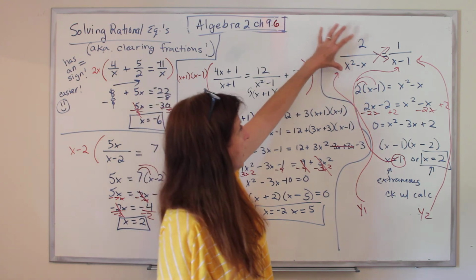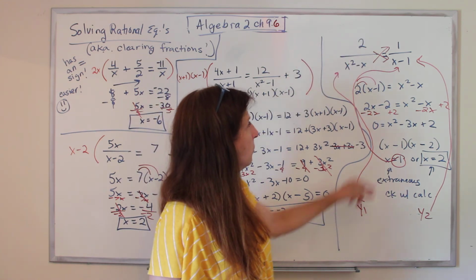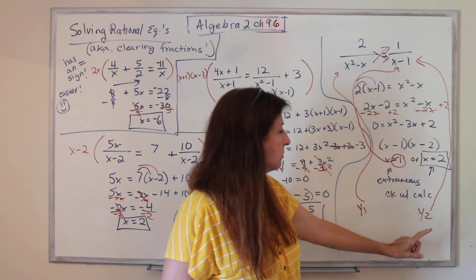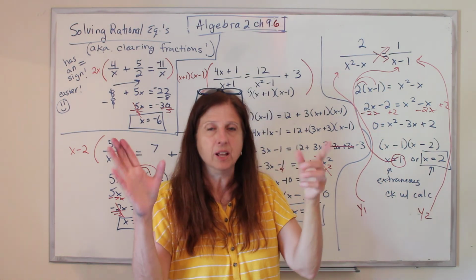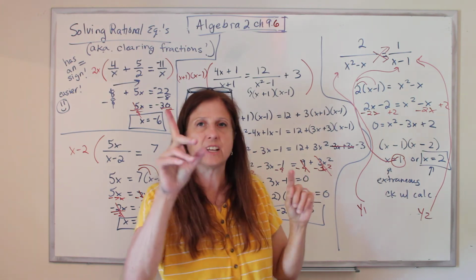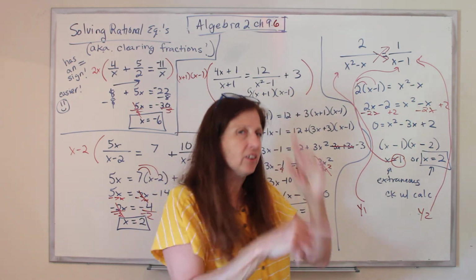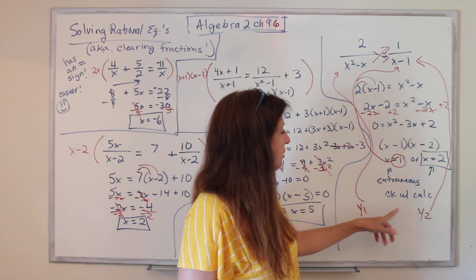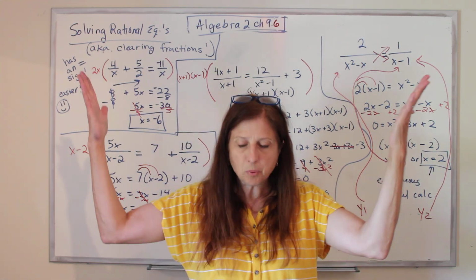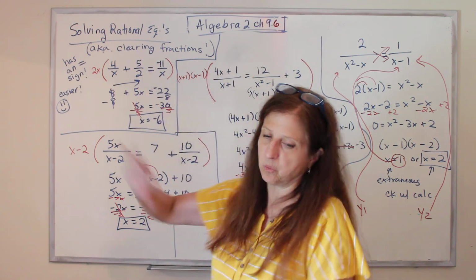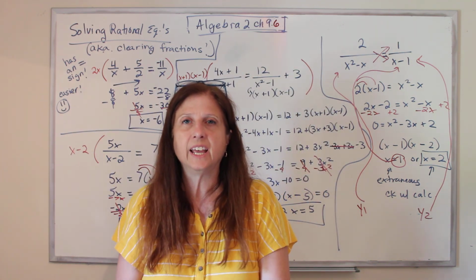But what you do is you make this side of the equals y1, this side of the equals y2, and see where they intersect. Graph them. See where they intersect. Do second trace intersect. Enter. It's very fun. And you will see it only intersects at 2, not at 1. All right? Super fun. That's chapter 9, one of my favorite chapters in algebra 2.